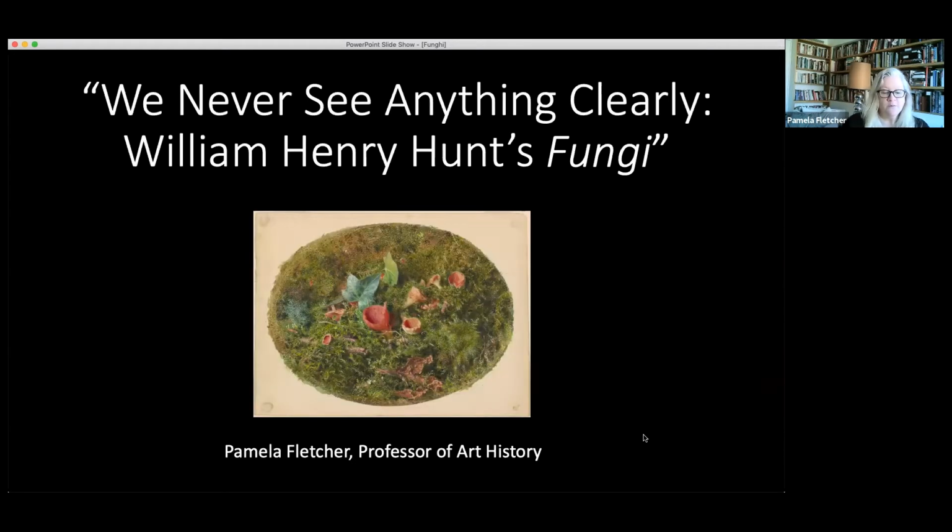Right. This is William Henry Hunt's watercolor and gouache Fungi. It's one of my favorite things in the collection, and I'm delighted to share it with you today and look at it up close via this digital medium. I'm going to aim to speak for about 10 minutes, so to discipline myself, I've divided the presentation into 4 discrete and hopefully succinct points about the work, rather than stitching them together into a more formal talk.